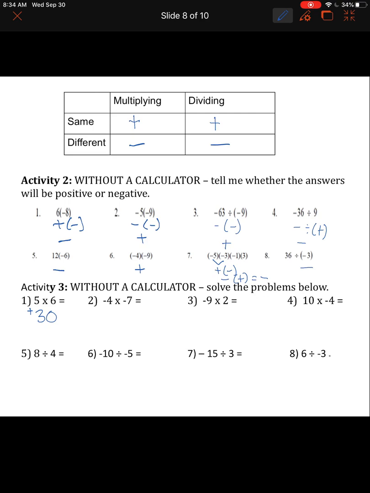We have a negative 4 times a negative 7, so a negative times a negative, so we know our answer is going to be a positive. 4 times 7 is 28.